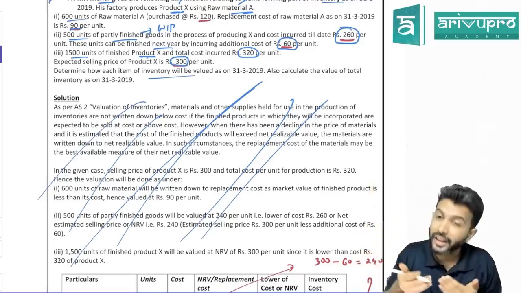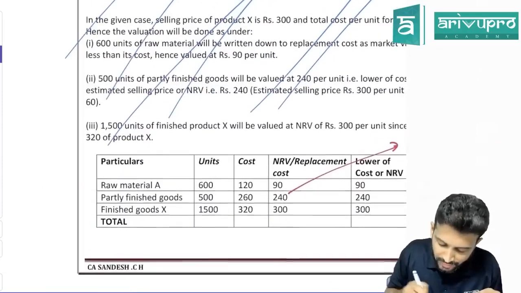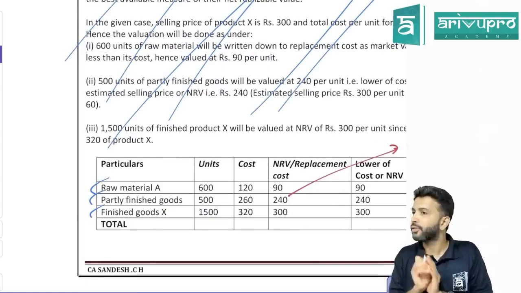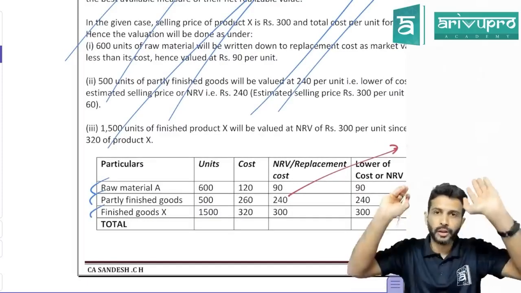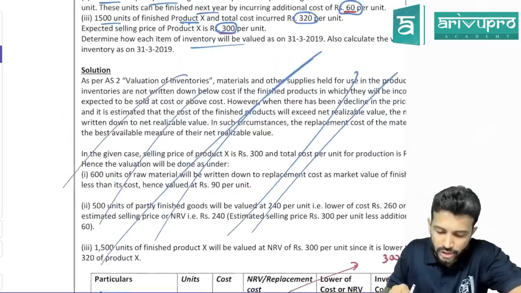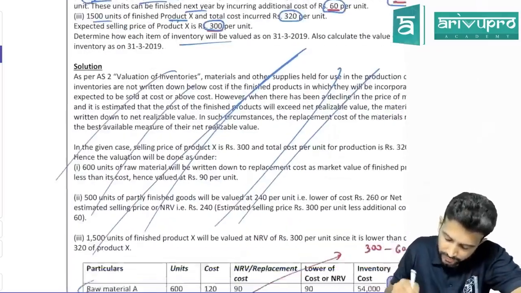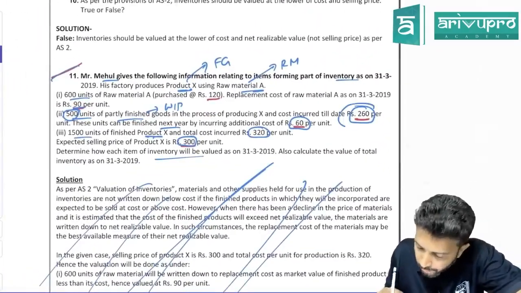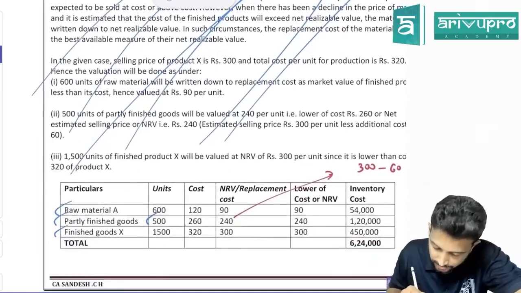Can I calculate now? How many types of inventory? Raw material, WIP, finished goods. Maybe we'll do WIP first. How many units of WIP do we have? 500 units. How much cost have you already incurred for WIP? 260.